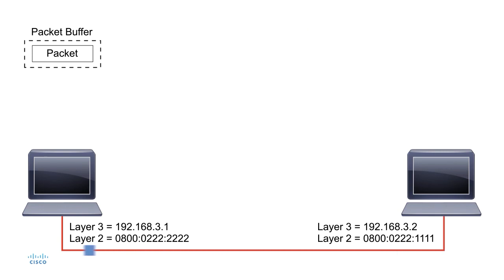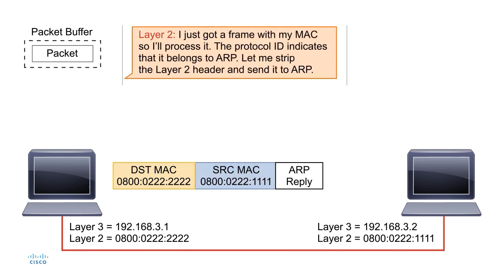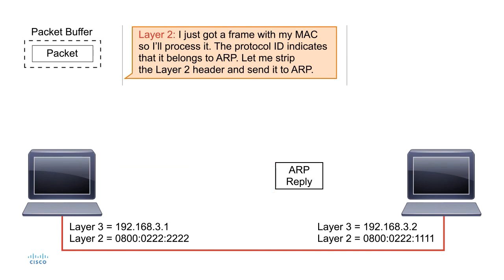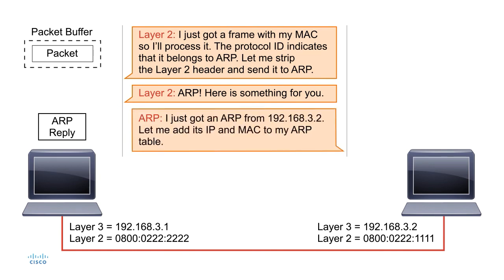Now on the other side, layer 2 receives that frame. He says, okay, this has my MAC address. I have to process it. And the protocol ID tells me that this is an ARP. So now let me strip off the layer 2 header, and I'm going to send that on up to ARP. Hey ARP, here you go. I got something for you. Now ARP says, okay, this is an ARP from 192.168.3.2. It's an ARP reply. Now I can add its IP and MAC address into my ARP table. And remember, that can be viewed on a Windows or a Linux machine using the ARP -a command.